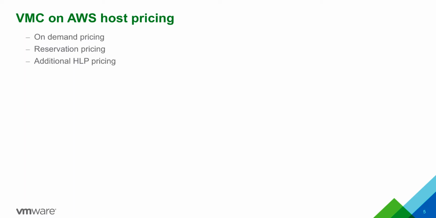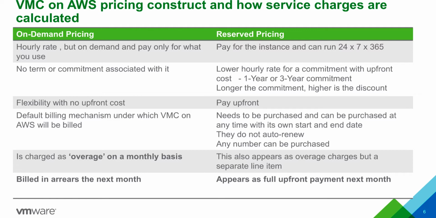You have on-demand pricing, reservation pricing, and an additional hybrid loyalty program pricing option. The on-demand pricing is the pay-as-you-go model. It's an hourly rate, and as it states, it's on demand, and you pay only for what you use or consume. Reserved pricing is a discounted hourly rate for the number of hosts under the reserve pricing, and is a billing discount applied on the on-demand pricing. So you pay for the instance and you can run it 24/7 by 365.